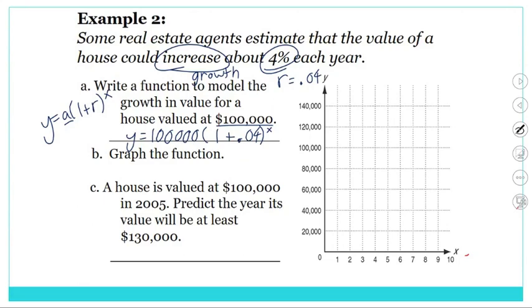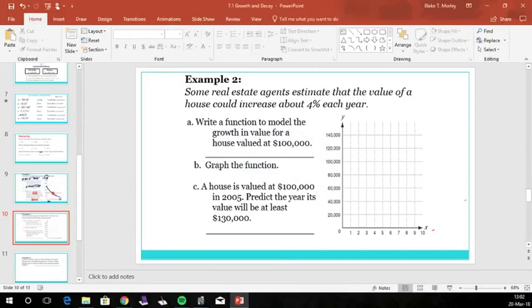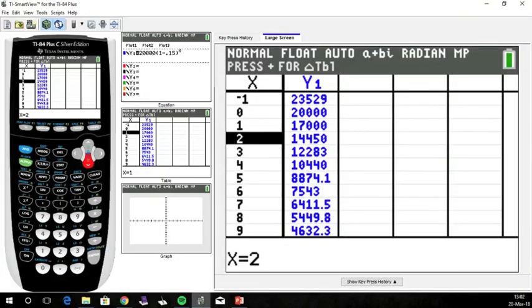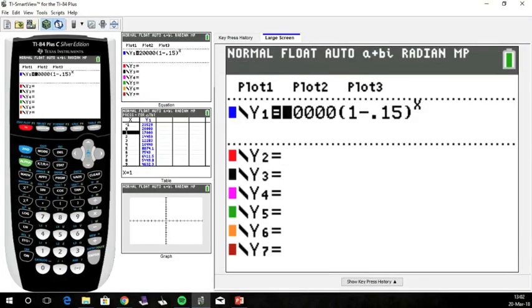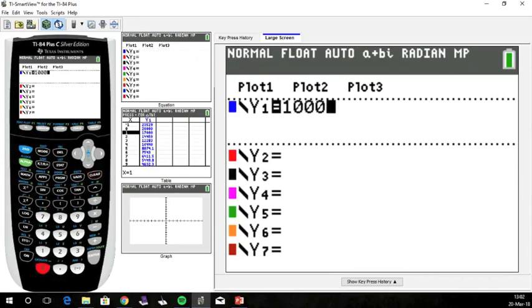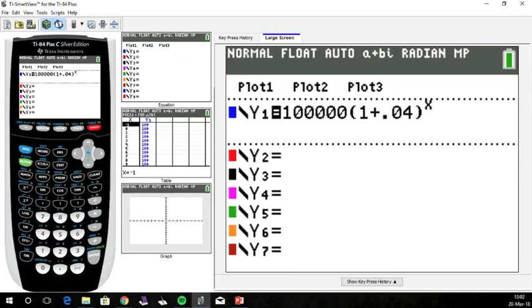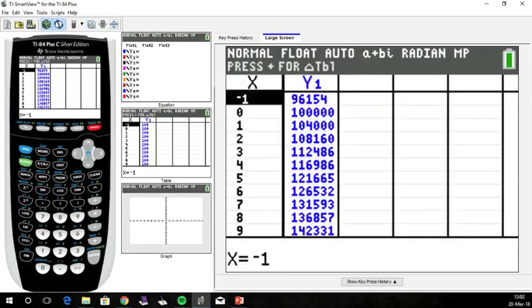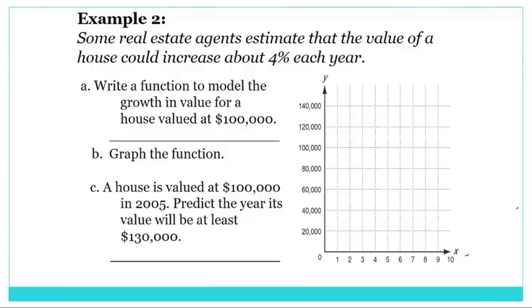For this graph, you can pull up the calculator and type in this function, and we'll see that 0 is 100,000. Oh, I just got rid of everything, but we'll put it back up there. You can type in the function y equals, clear out the old one, 100,000, then 1 plus 0.04 to the x power, second, and graph. So you get all the data values. You can go back to your function and graph those data values.